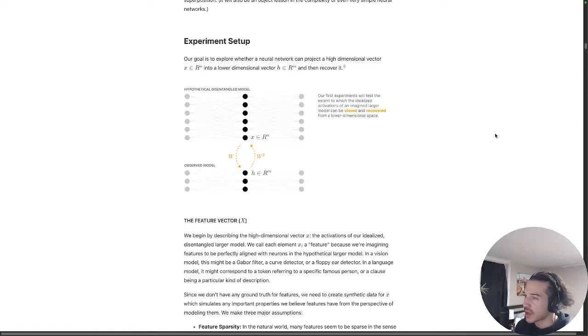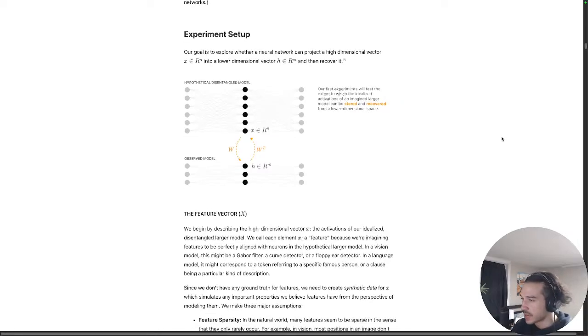Here we see a diagram, hypothetical disentangled model. Our first experiments will test the extent to which the idealized activations of an imagined larger model can be stored and recovered from a lower dimensional space. So we see x within R^n, and that's going to the observed model via W, and in W we see h within R^m, which is going to the hypothetical disentangled model via W transpose.